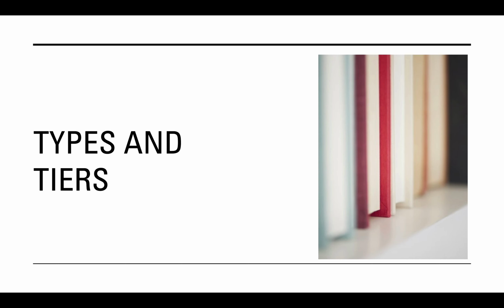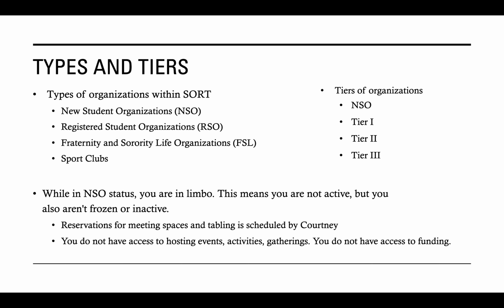Types and tiers. Types and tiers is something that I changed whenever I was creating the SOAR process. I was reviewing the types of organizations that we have on campus and came up with 4 generic types: new student organizations, registered student organizations, fraternity and sorority life organizations, and sport clubs. Within the types, we also have different levels of tiers: NSO, Tier 1, Tier 2, and Tier 3.